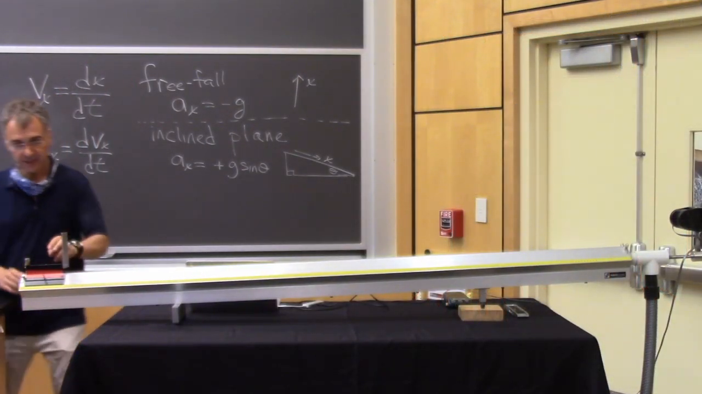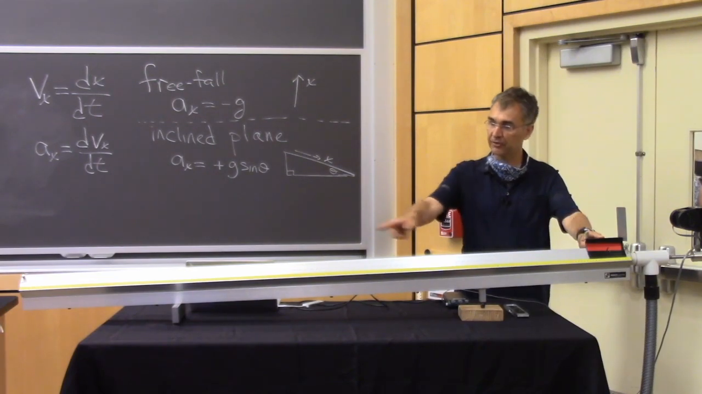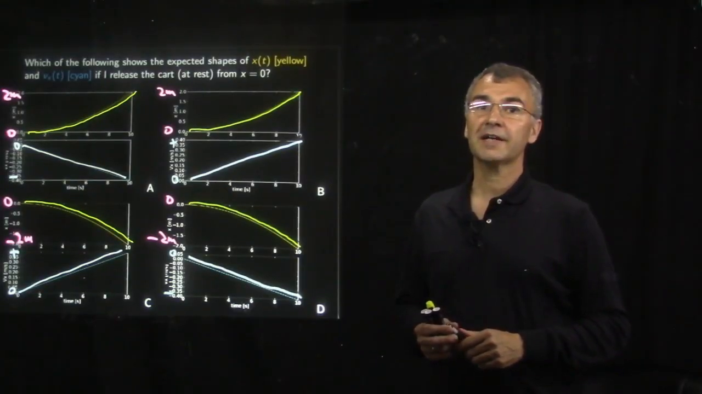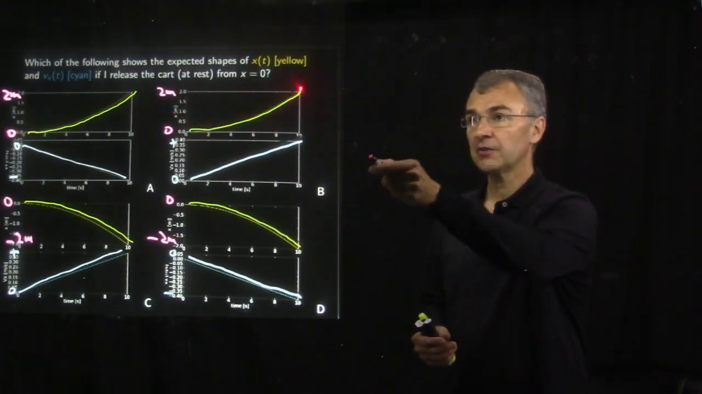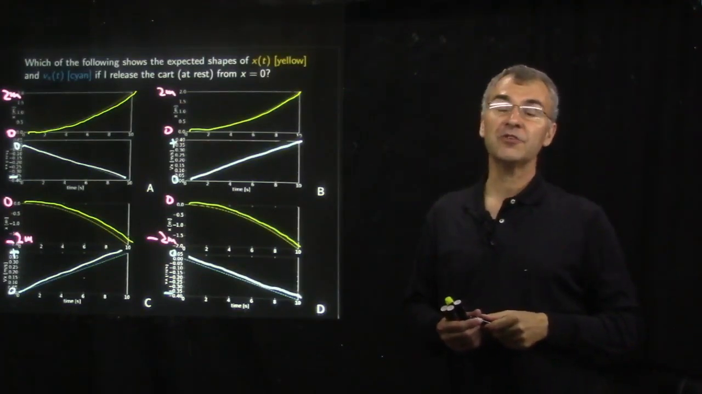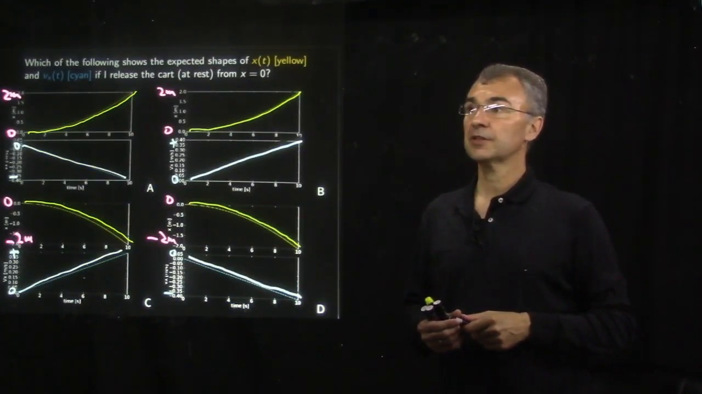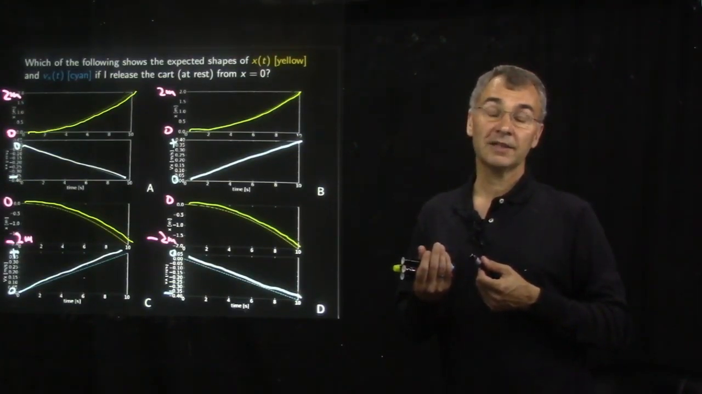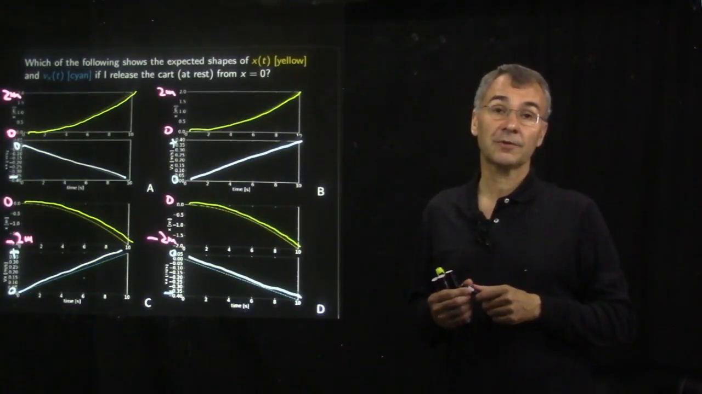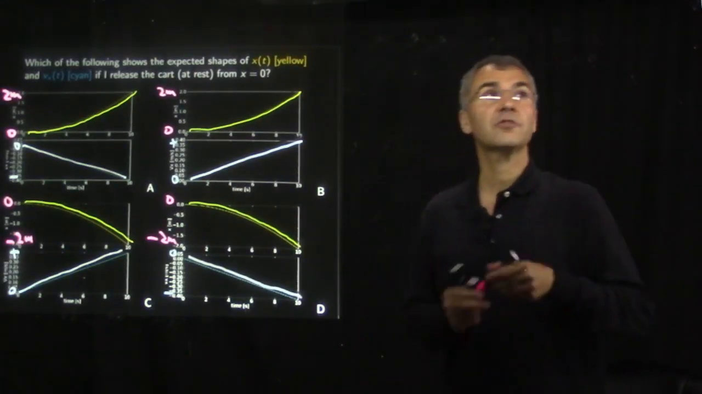Now, if I release the cart from rest, starting from x equals 0, and x increases this way, let's look at these 4 graphs and see which one you think shows the expected shape of x of t, which is in yellow, and of v sub x of t, which is in light blue, if I release the cart at rest from x equals 0. So x would start at 0, and I guess the cart goes downhill. I release it from rest. And remember that the x-axis in this problem points downhill.